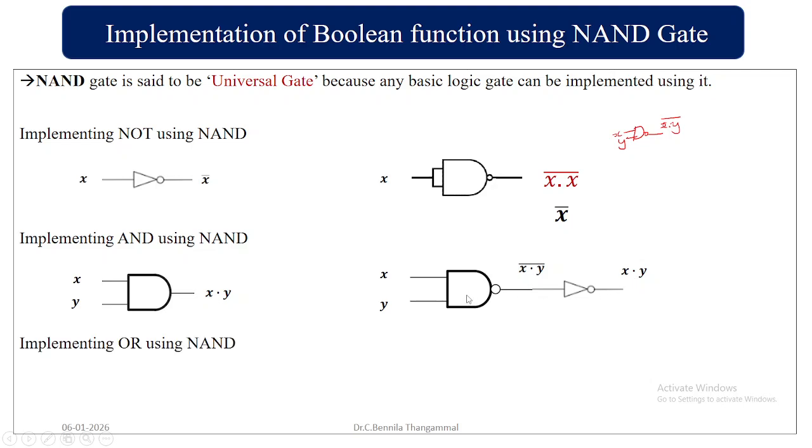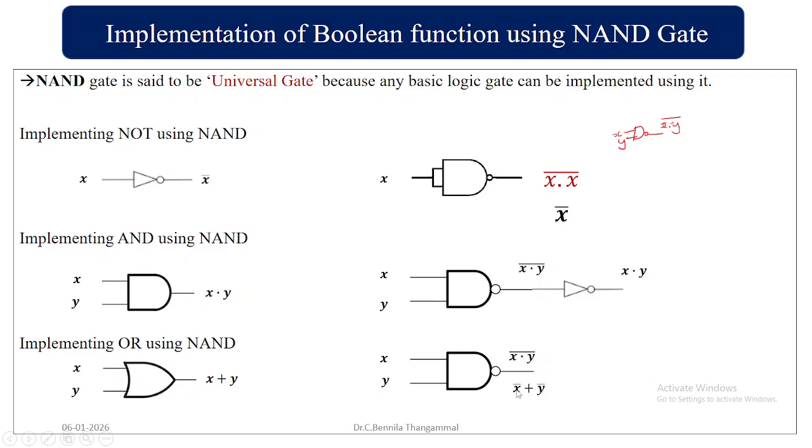Similarly, implementing your OR gate using your NAND gate. So this is your OR gate. X and Y is going to be the input. X plus Y is going to be the output of your OR gate. So let's see how to get this using your NAND gate. So X and Y is your input, so the output will be X into Y whole bar. So as per De Morgan's theorem, X into Y whole bar is nothing but X bar plus Y bar. But I need only X plus Y.